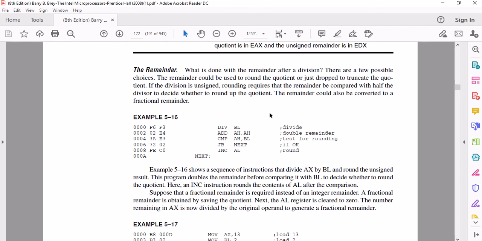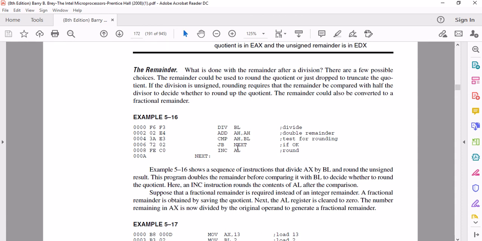So here is a code that shows division. DIV BL automatically divides the number in AX by BL, then double the remainder, ADD AH, AH. It means the same value is added. Now test for rounding, that is by comparing. CMP stands for compare. So BL is compared with the value in AH.